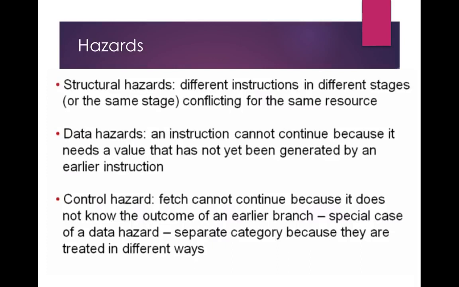And data hazard, so an instruction cannot continue because it needs a value that has not yet been generated by an earlier instruction. Sometimes this will occur. That is the data hazard that will occur due to not providing the data correctly. And control hazard, that is, it cannot fetch because it does not know the outcome of an earlier branch. Sometimes the branch instruction occurs.